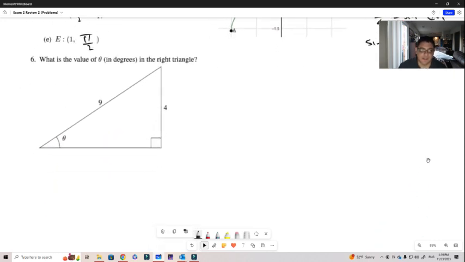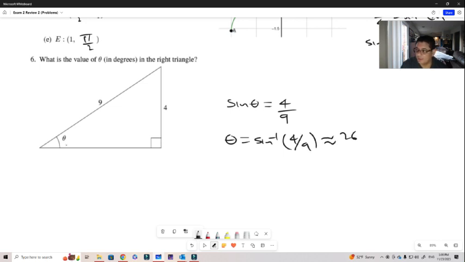Now, question number 6 says, what is the value of theta in degrees in the right triangle that we have over here? This question is just recalling what information you can get with the opposite and the hypotenuse of a given angle. And so, of course, if you remember, that's probably going to be the sine of theta. And sine of theta is the opposite over hypotenuse. So sine of theta is 4 over 9. So theta is going to be sine to the minus 1 of 4 over 9. And that's going to give me 26.4. Okay.